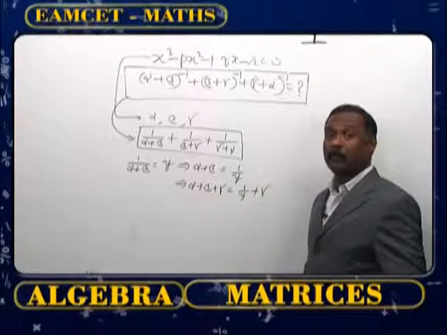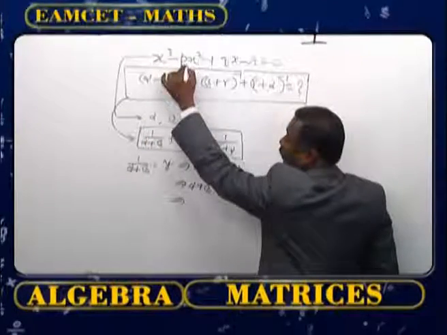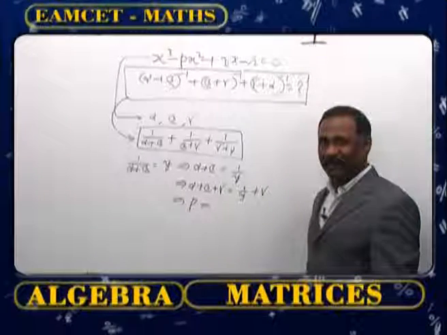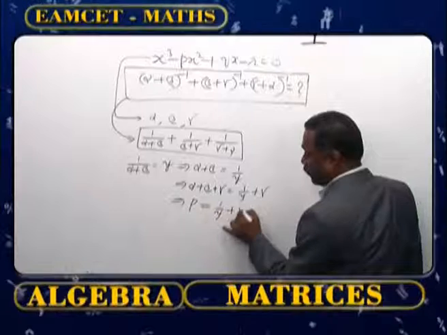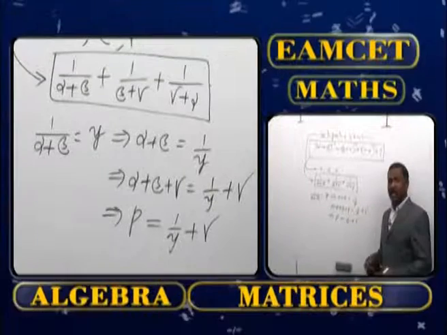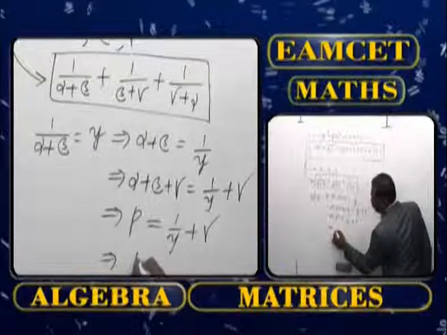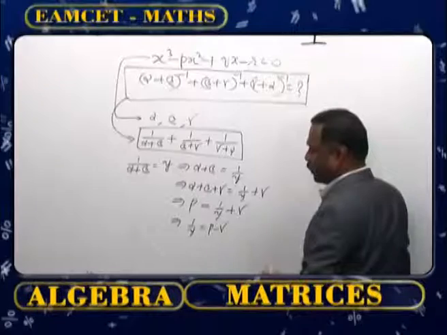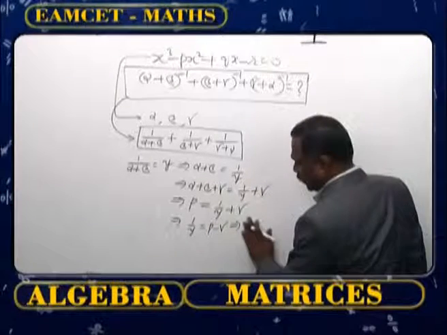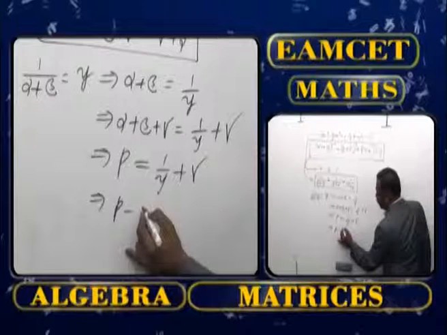What should be the sum of the roots in this case? Sum of the roots is nothing but minus of minus p upon 1. It is nothing but p, I say. Do you understand what I'm saying? P. Then 1 upon y plus gamma. Follow this carefully, please. It's a very interesting method, and if you follow this carefully, you can straight away solve the equation very easily. So 1 upon y is nothing but p minus gamma. So y is nothing but, and I want gamma here. I'll do like this. I'll take 1 by y to that side. P minus 1 by y is equal to gamma.